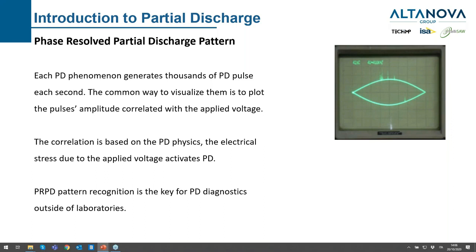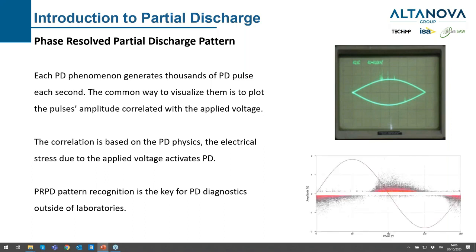As in the previous slide, we have a traditional, historic visualization of the PRPD pattern with an ellipse method. And on the bottom, a more modern visualization of a phase-resolved PD pattern. Each point you can see in this graph is a PD pulse that is plotted on the vertical axis for its amplitude and on the horizontal axis for the phase angle of the applied voltage we are testing. The different colors are due to the different number of pulses recorded for that particular range of amplitude and phase angle. The red sine wave you can see is the reference of the applied voltage given to the instrument.